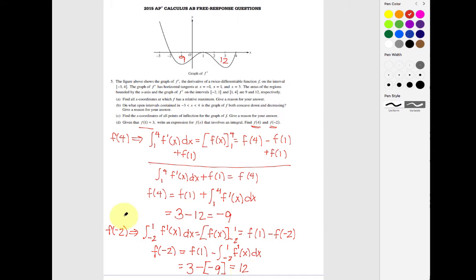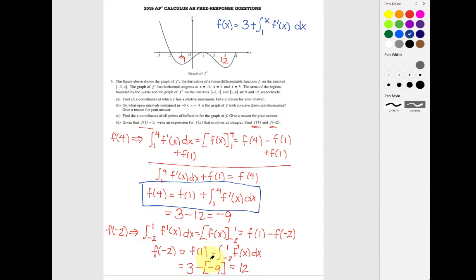The final thing that they're asking us to do is to write a general expression. What did I do? I'm just going to look at my answer here to figure out what that is. In general, my f of x is going to be given by my starting point, which is 3, plus the area under the curve from 1 to whatever x I'm going to, of f prime of x dx. And that's in general how I'm going to do it.